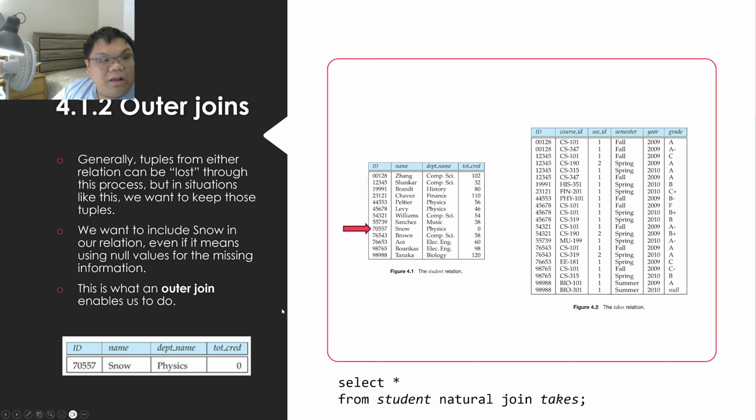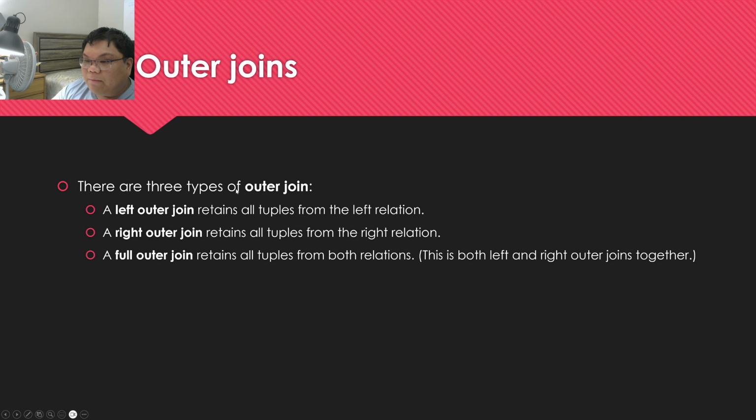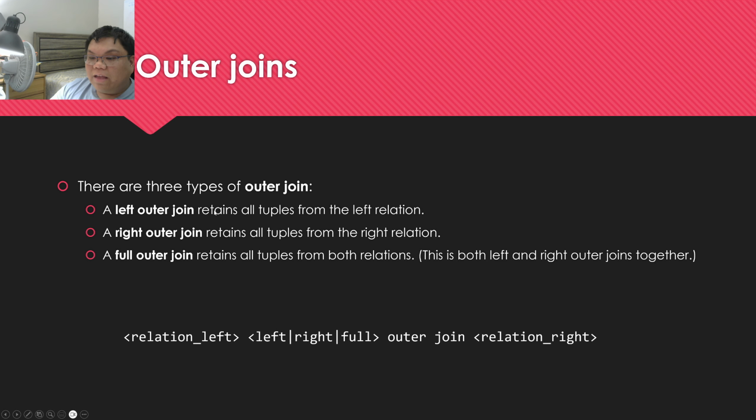If we do join operations like this, and in general, if we do join operations, we might accidentally leave out information that we would otherwise want to keep. In this case, we want to include Snow in our output. And this is what an outer join enables us to do. There are 3 general types of outer join. Left outer join retains all tuples in the left relation. Right outer join retains all tuples in the right relation. And full outer join is just left and right combined.